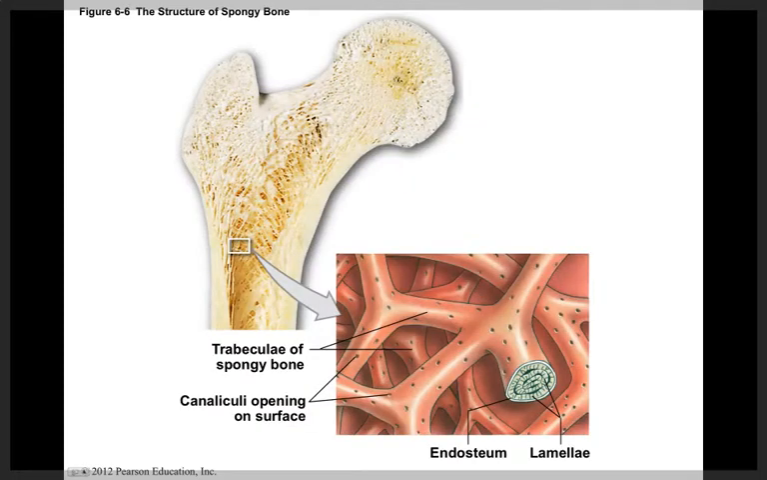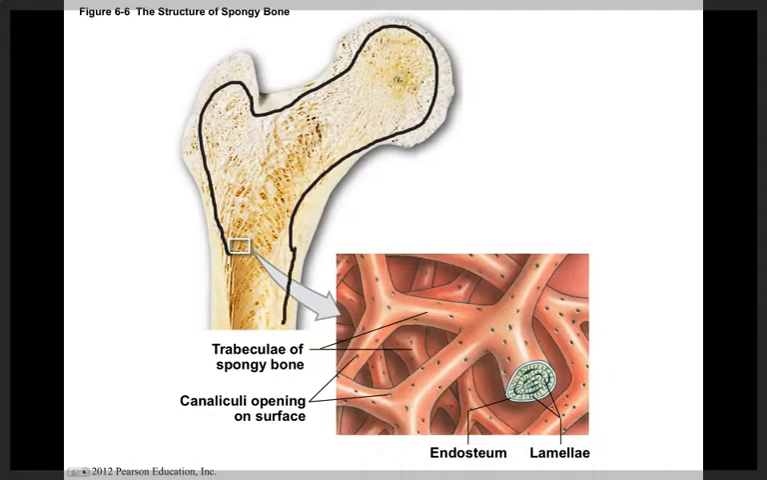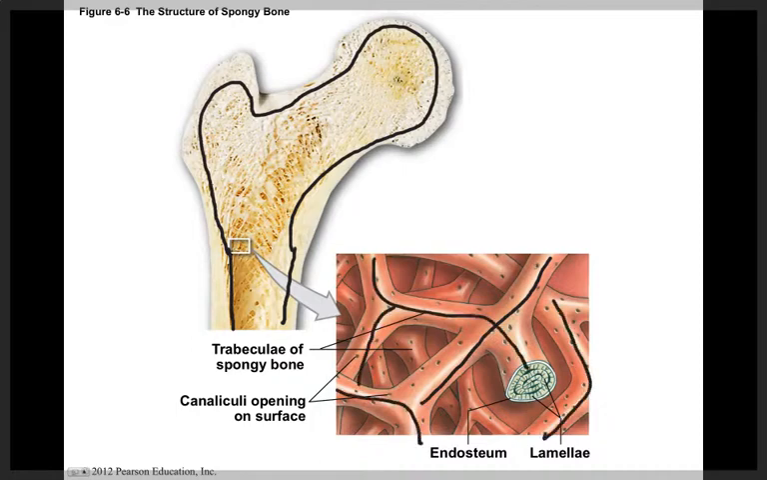Here we see a close-up of spongy bone. We note that spongy bone is in the epiphyses of the bone, and we can also see that it's lining the interior of the shaft of the bone. Here you can see how the matrix is aligned in struts rather than in osteons.